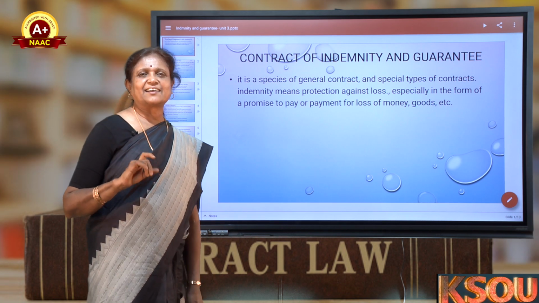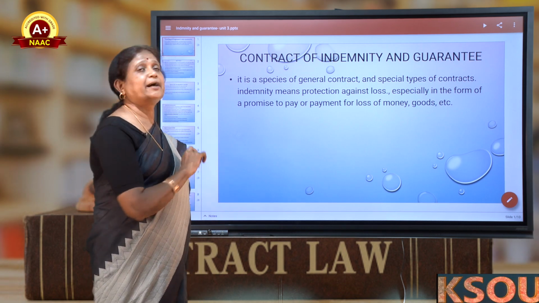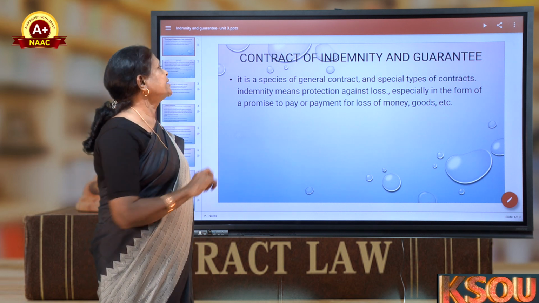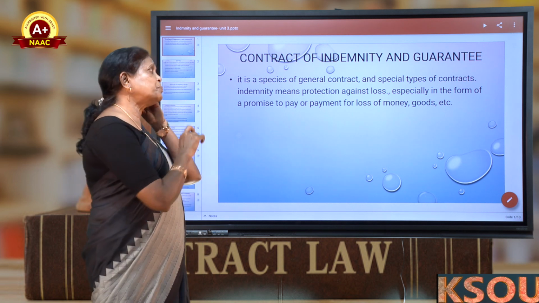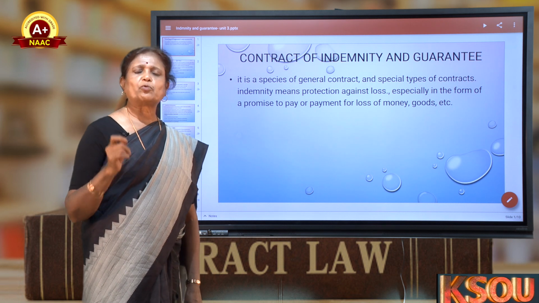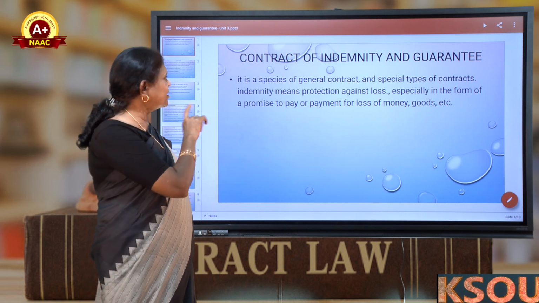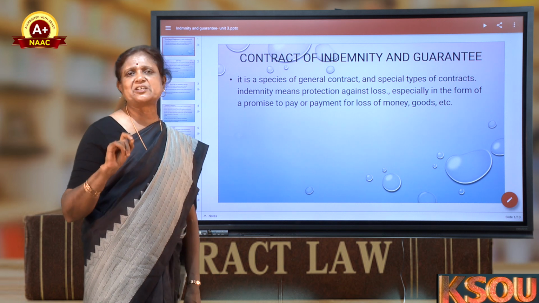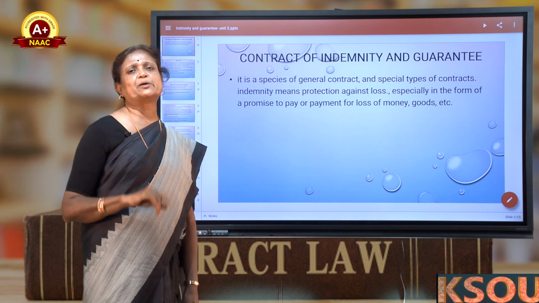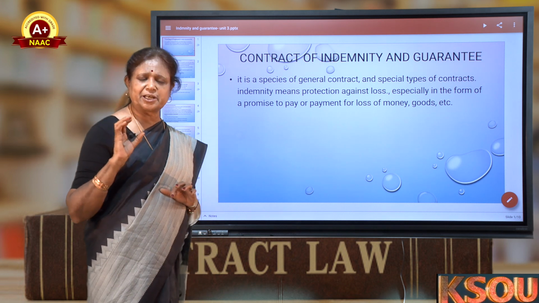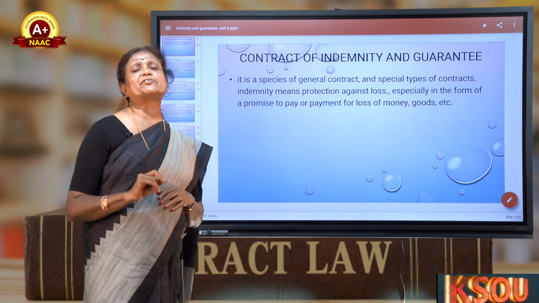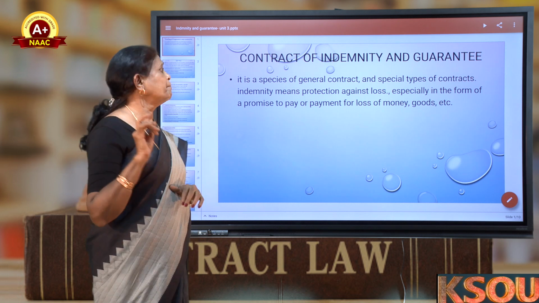This is the continuation of the Contract Act that we discussed in the last class. The contract of indemnity and guarantee is a special type of contract as well as a species of the general contract. What we discussed in the last class, the basic principles of a general contract, must be fulfilled to satisfy a contract of indemnity and guarantee. That means section 10 of the Contract Act must be fulfilled before entering into a special contract.